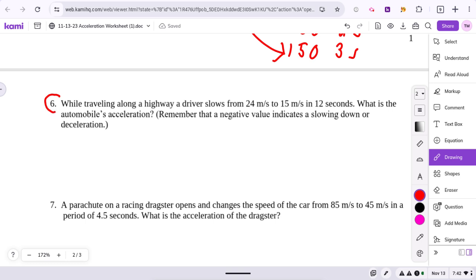So this one you might get a negative number because it says the driver is going to be slowing down from this. So this would be the initial to this. This would be the final. So for this one, you will get a negative number. Set up the equation the same way. Just notice that you will get a negative number.